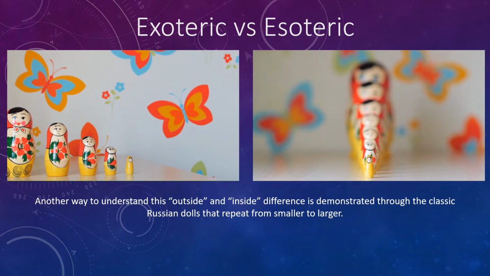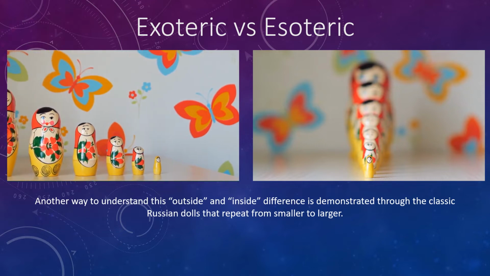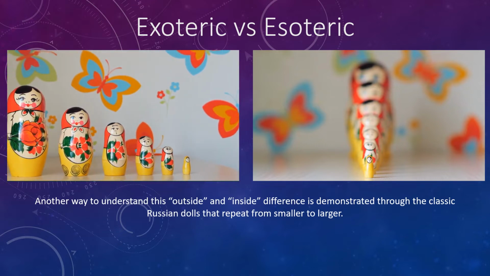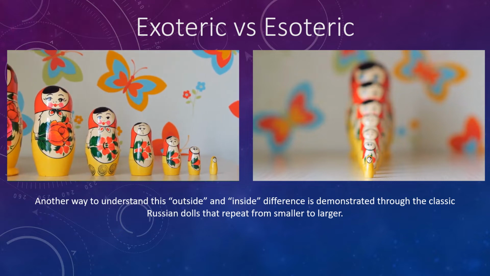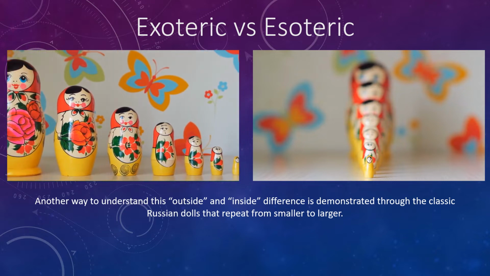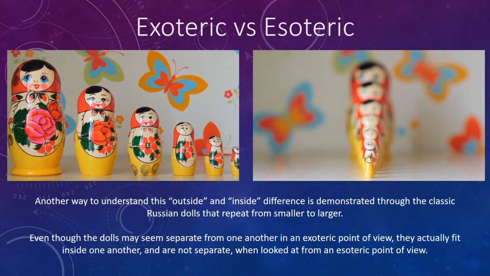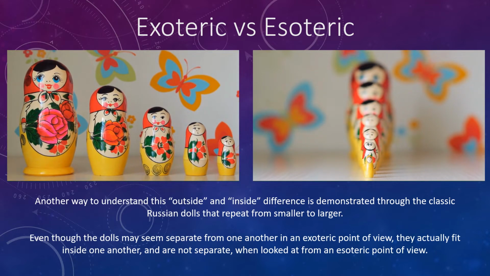Another way to understand this outside and inside difference is demonstrated through the classic Russian dolls that repeat from smaller to larger. Even though the dolls may seem separate from one another in an exoteric point of view, they actually fit inside one another and are not separate when looked at from an esoteric point of view. Here we see how they stack up inside of one another.